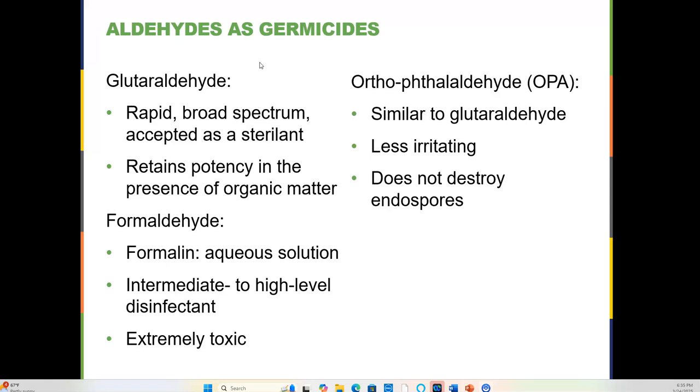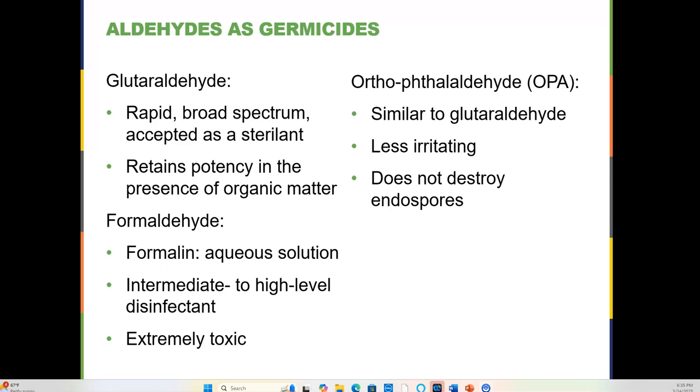So aldehydes: you've got glutaraldehyde, which is rapid, broad spectrum, accepted as a sterilant, and retains potency in the presence of organic matter, so that's a good thing. Formaldehyde: formalin is the aqueous solution. That's what we put all of the organs in that are in those cups. It has intermediate to high level disinfectant properties, but it's extremely toxic.